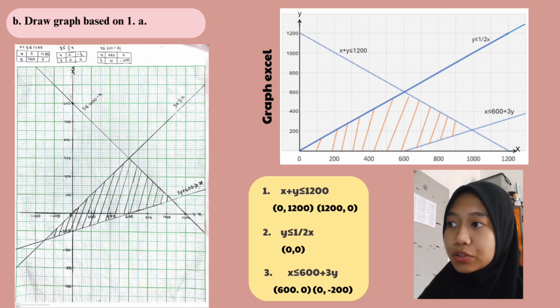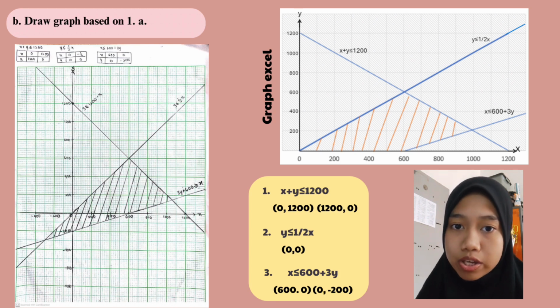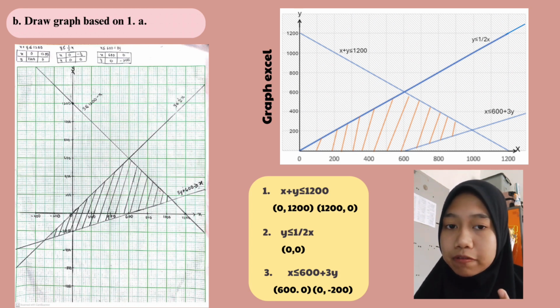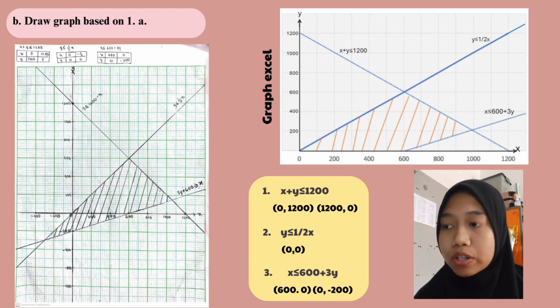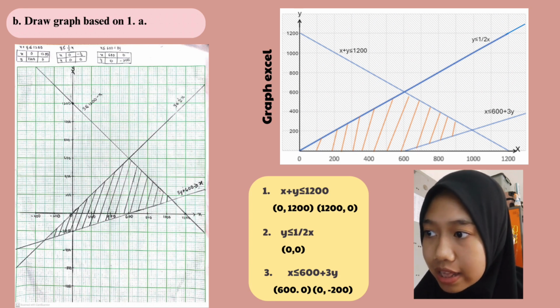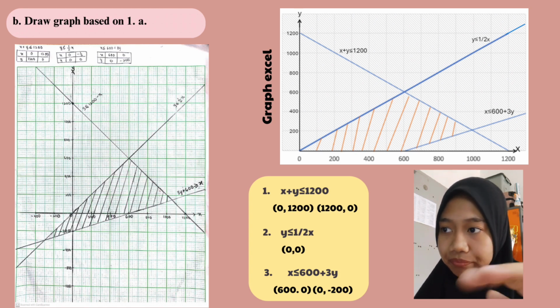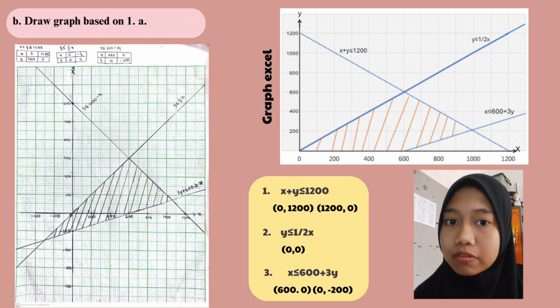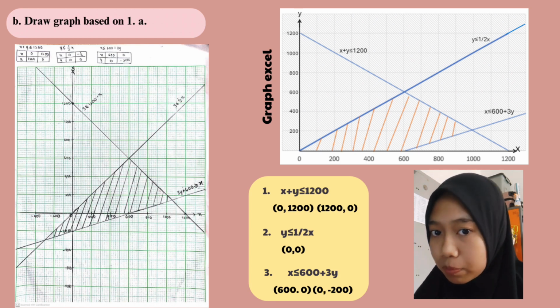Okay, for question B, draw a graph based on 1A. So from question 1A, we get 3 equations, right? For the first equation, we get X plus Y greater than or equal to 1200. For equation 2, we get Y greater than or equal to 1/2 X. And lastly, X greater than or equal to 600 plus 3Y. For equation number 1, we have to get the plotting points, so we can plot the graph based on them.